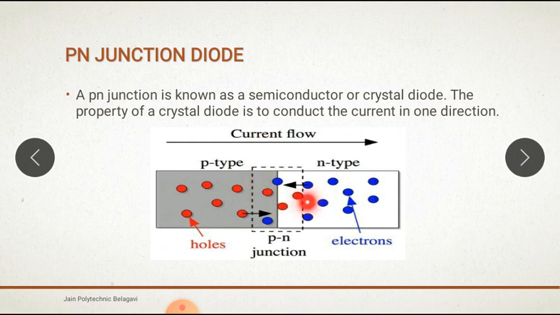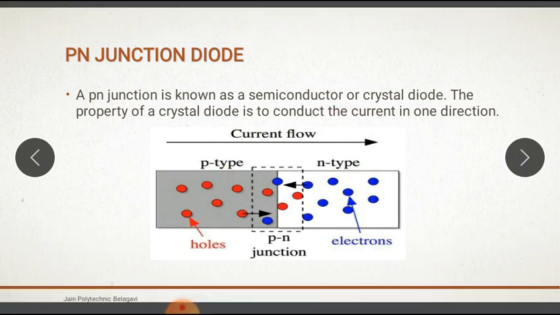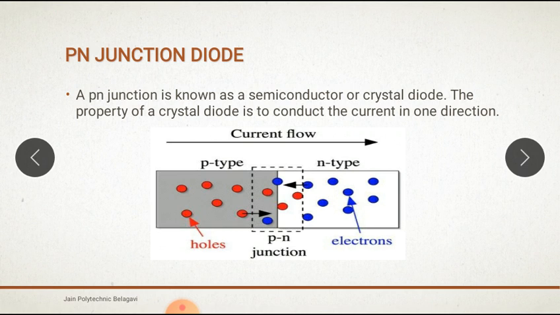Here the region or junction, the combination of P and N, is called a PN junction diode, with P type holes and N type electrons. The N side will have a large number of electrons and very few holes, whereas the P side will have a high concentration of holes and very few electrons. Due to this, a process called diffusion takes place.